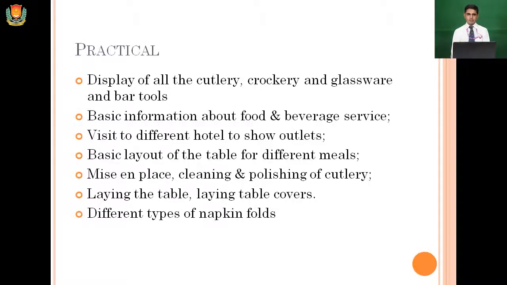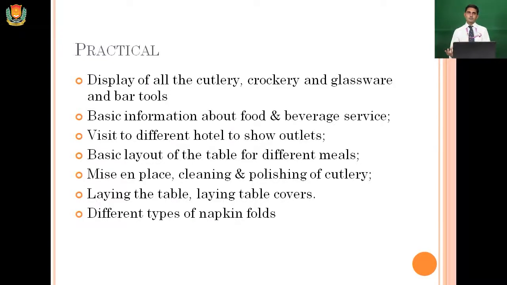Of course, whenever this university opens, you will be coming to the university after 10 to 15 days. In the first 10 to 15 days, we are going to go to a hotel. I'll take you on a show round of the hotel. I'll show you the F&B department. What is the role of the F&B department? Because you'll get some ideas when you see an operational area.